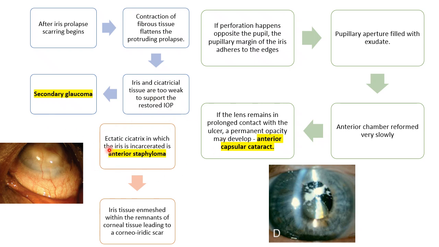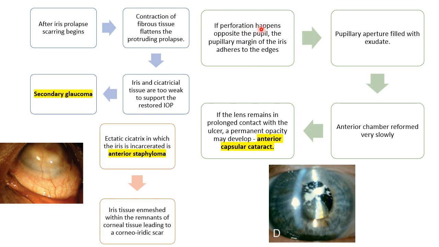Then we talked about ectatic cicatrix. So ectatic cicatrix simply means thinned out corneal tissue which is protruding, right? That was the first complication that we discussed. Sometimes the iris gets incarcerated in that thinned out corneal tissue, and then the structure that results is known as an anterior staphyloma, as you see here.